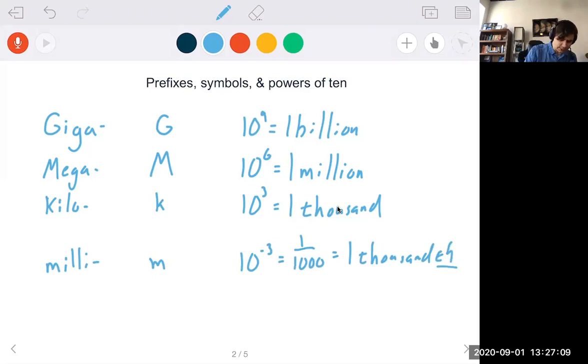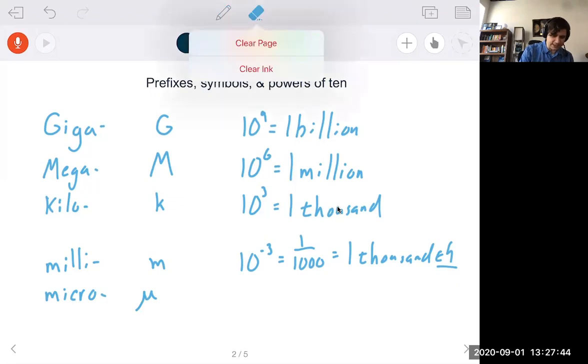Okay, the next one is micro. Now this symbol is a little bit different. It's the Greek letter mu, which looks like a squiggly M with a big long tail. I always like to think about it as a U that I'm going to switch into an M. So the Greek letter mu, and that stands for micro.